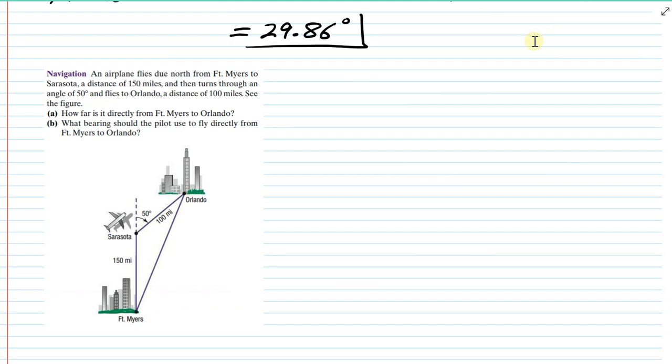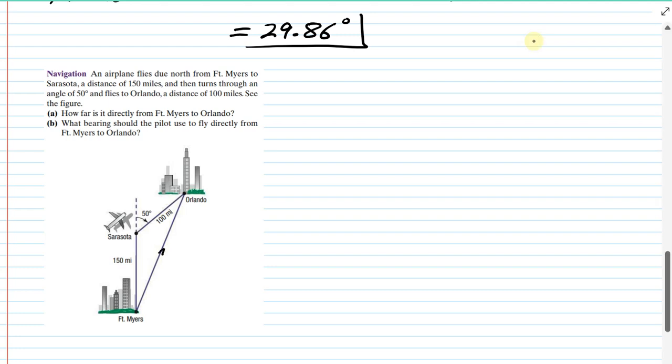All right, our first example here is from navigation. The question reads: an airplane flies due north from Fort Myers to Sarasota, a distance of 150 miles, and then turns through an angle of 50 degrees and flies to Orlando, a distance of 100 miles, according to the figure. In part A, how far is it directly from Fort Myers to Orlando?